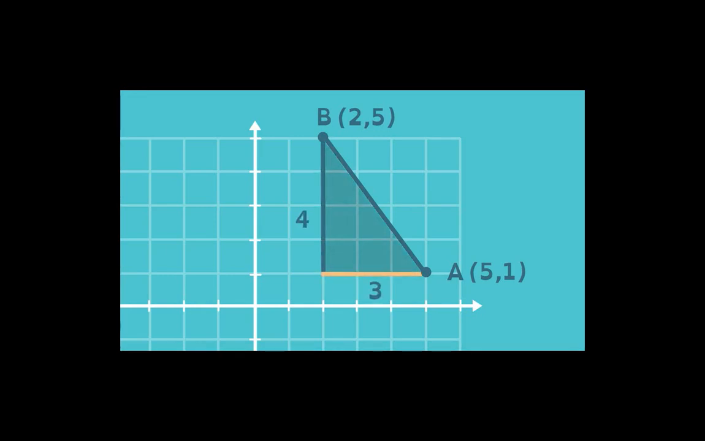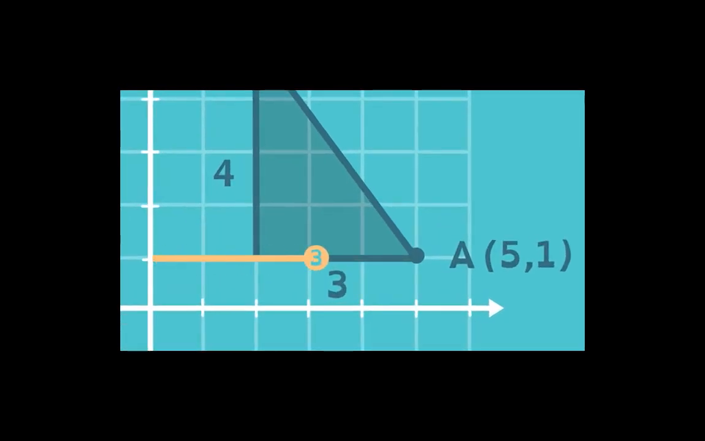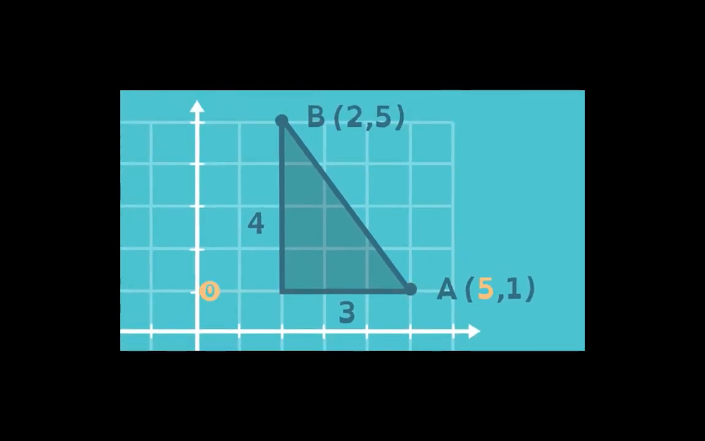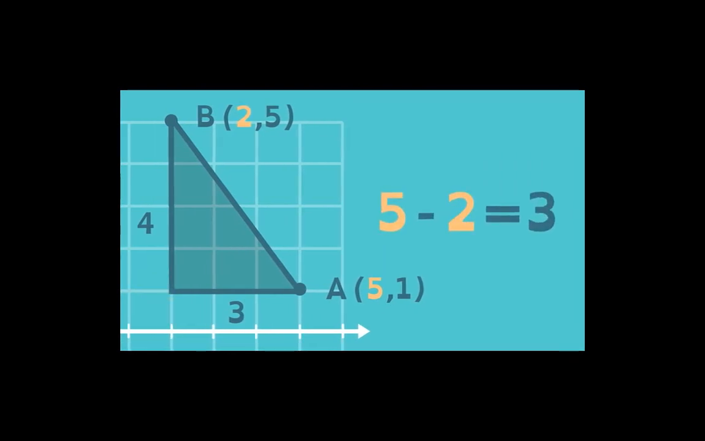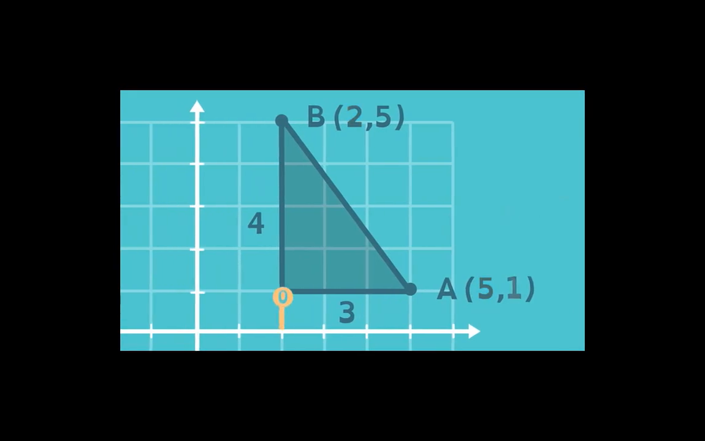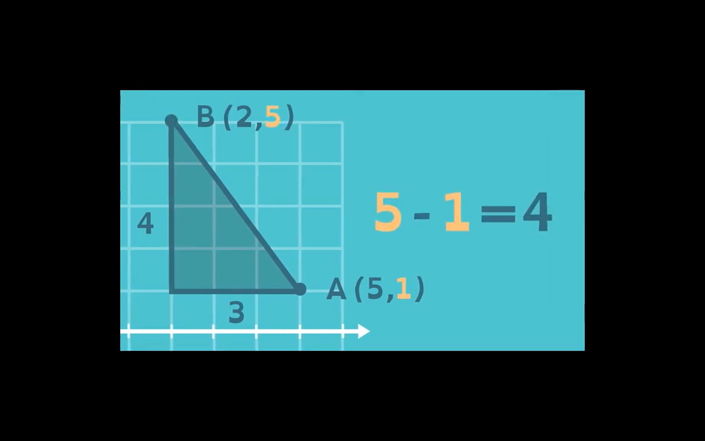For the horizontal leg, take the x distance of A and subtract the x distance of B. This is equivalent to subtracting the x coordinates of A and B. For the vertical leg, take the y distance of A and subtract the y distance of B. This is equivalent to subtracting the y coordinates of A and B.